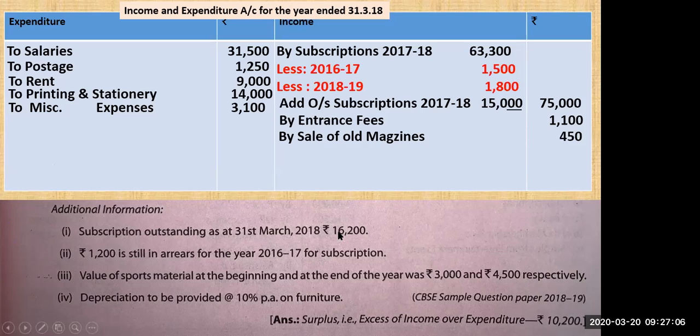Because there are two options. Now look, there are two options. One is you will show 16,200 here, and the 1,200 still in arrears you will show in the closing balance sheet. Second, what they have done: the 1,200 are still in arrears, so they assume that this 1,200 they have received in the current year. Is it clear?